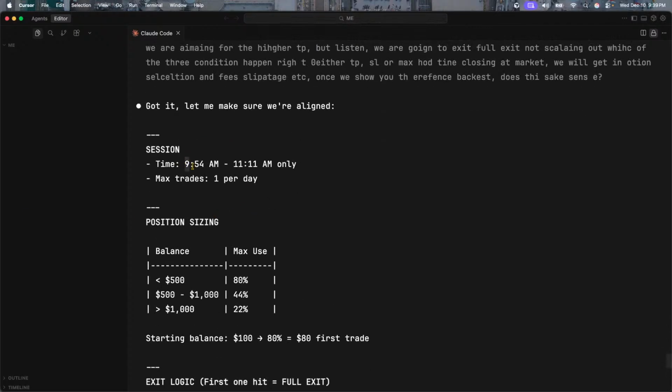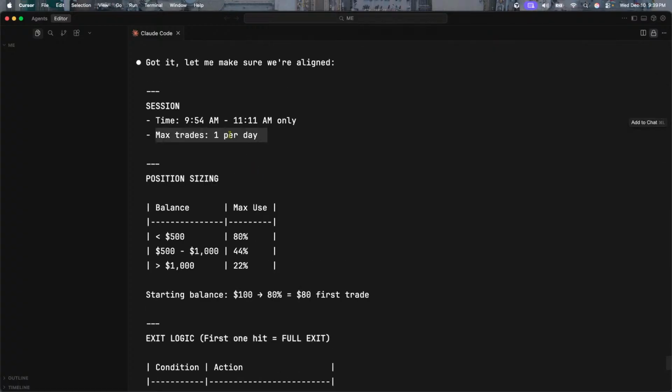The session is going to be between 9:54 and 11:11. We're only allowing one trade per day. And the reason I'm using 9:54, if you know, you know, is because I'm skipping past the first 24 minutes of the market open. This is a mean reversion strategy, so we're betting that the market is going to snap back to its average. I don't want all that volatility and all the volume when the market first opens.